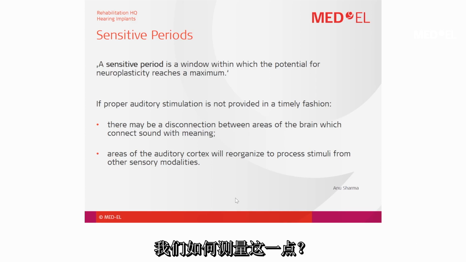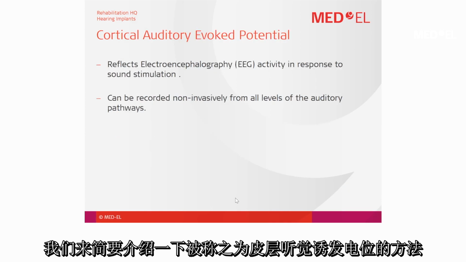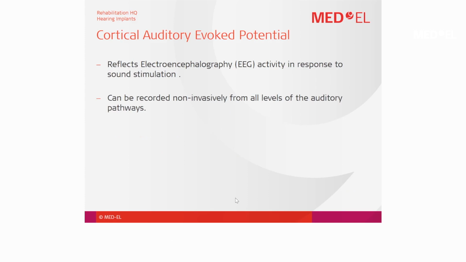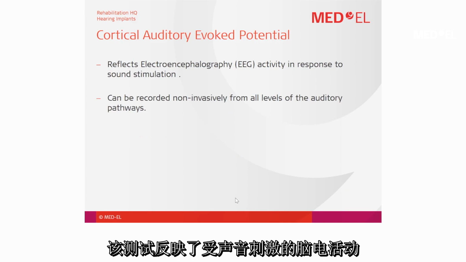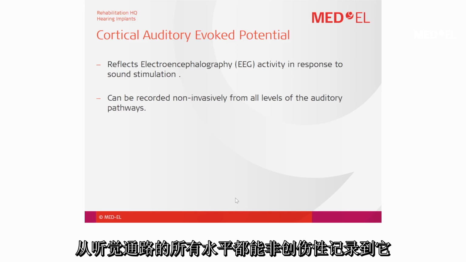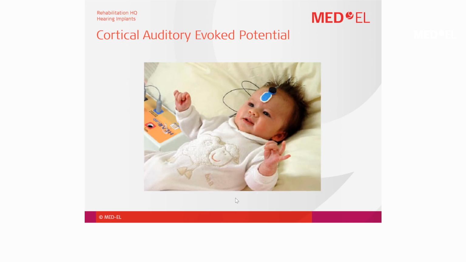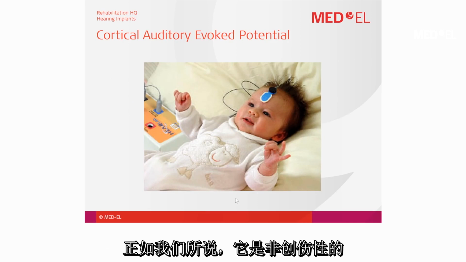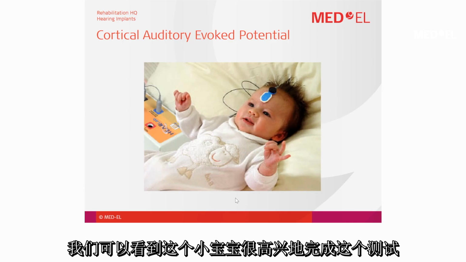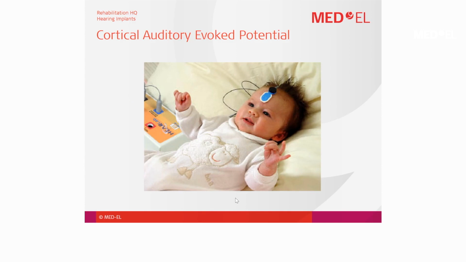So how might we measure this? We're going to look briefly at what we call a cortical auditory evoked potential. This measurement reflects electroencephalography activity in response to the stimulation by sound. And this can be recorded non-invasively from all the levels of the auditory pathway. As we said, it's non-invasive. You can see that this little baby's quite happy having this procedure done.